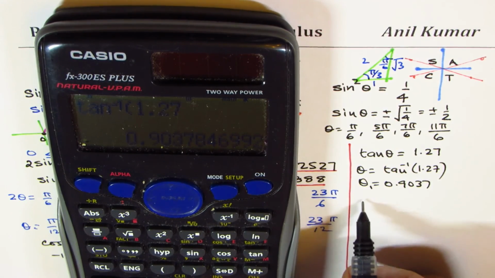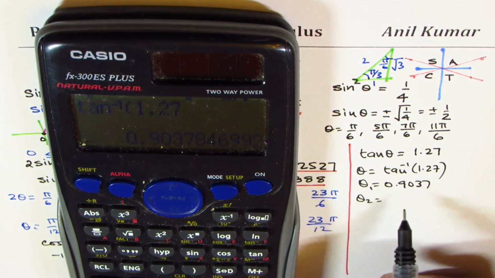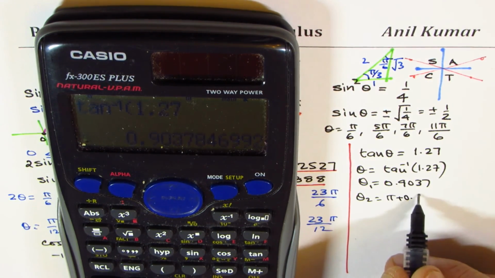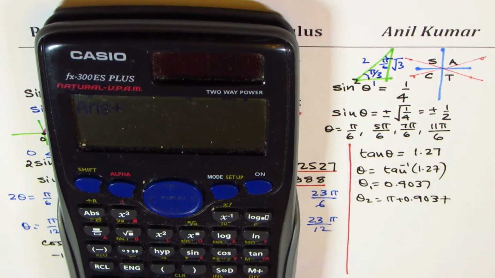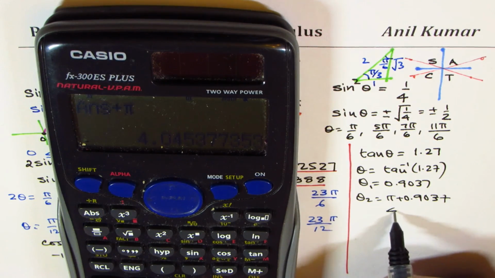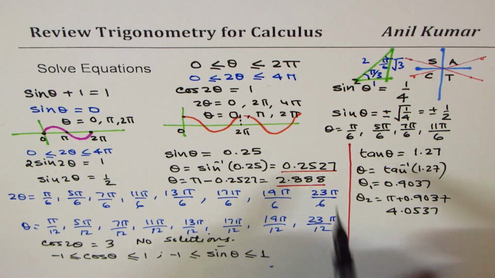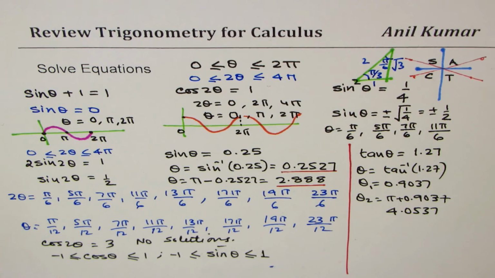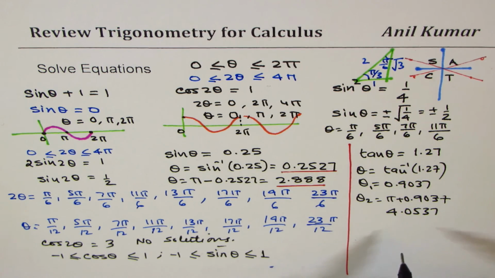So let me call this theta 1. The other value will be pi plus this much, since it is positive in quadrant 3 also. So we do pi plus 0.9037, which gives us 4.0537, correct? So these are two solutions for tan theta equals 1.27. Anyway, what you understand here is that in calculus, all the calculations should be done using radians, and now you understand how you can find different solutions for an equation in radians.